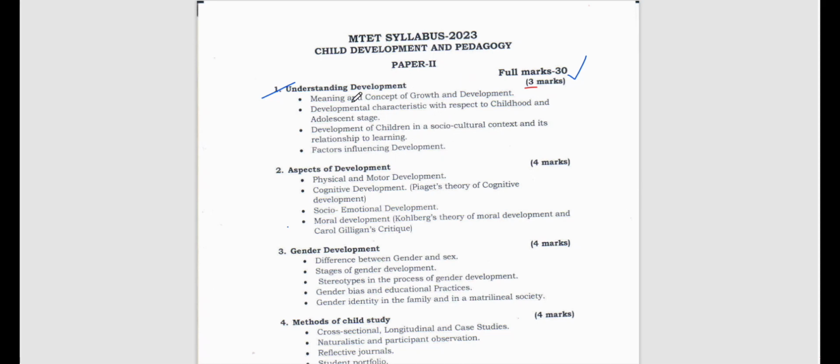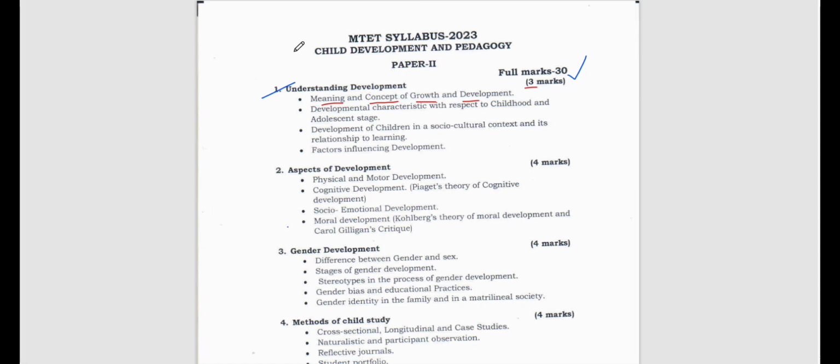Understanding development, we need to understand the meaning and concept of growth as well as development. What is growth, what is development, what are the differences between growth and development, which one of these is a lifelong process? Those we have to understand. What are the different factors, what are the different pros and cons? Everything we need to analyze and understand.